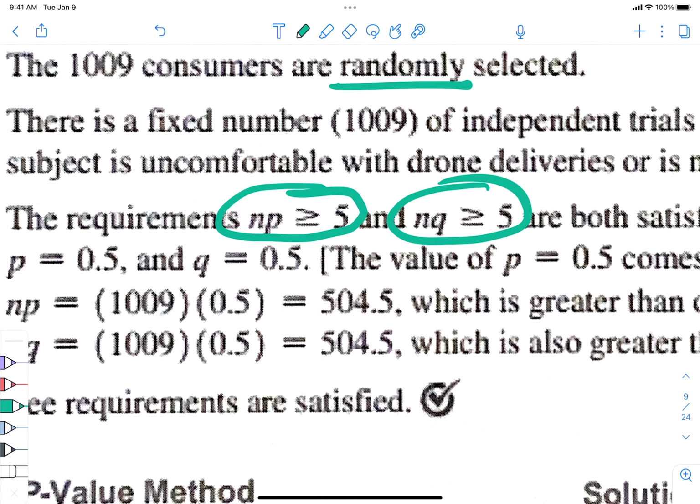50% of the 1,000 and 50% of the 1,000, we have to make sure that that's greater than 5. If it's not greater than 5, then we're looking at extreme values to start with, and normal distributions don't work very well when we're doing that.